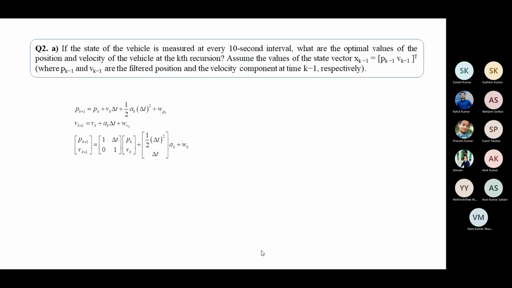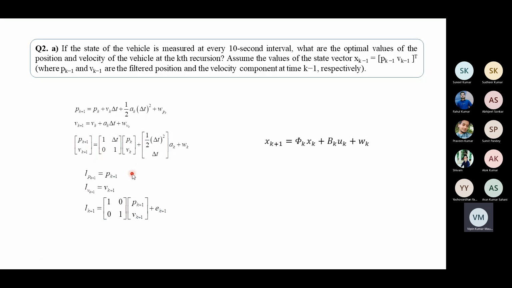So let's see. We'll be doing all the things in the same way. The position equation will be like this, the velocity equation will be like this, and we can make the system equation pk plus 1, vk plus 1, same equation is there. So it is equivalent to that equation, and we can extract the values of phi k, xk, bk, uk.